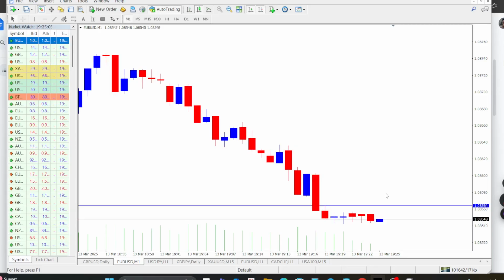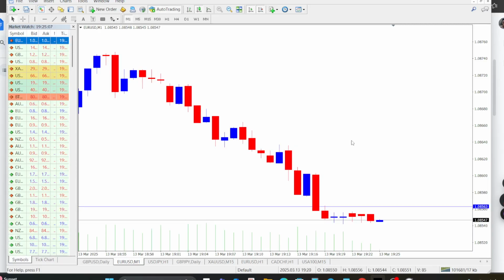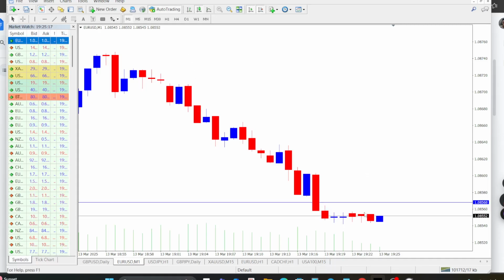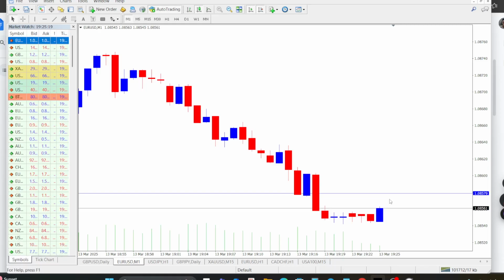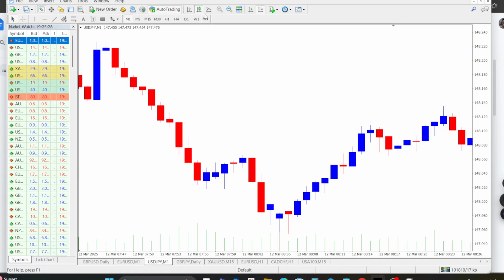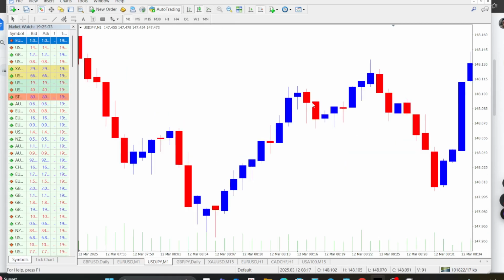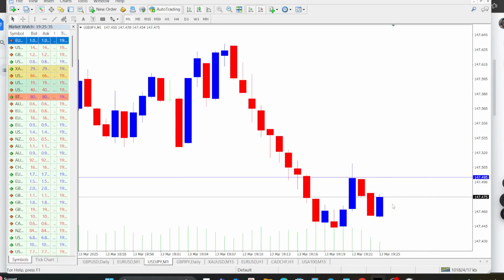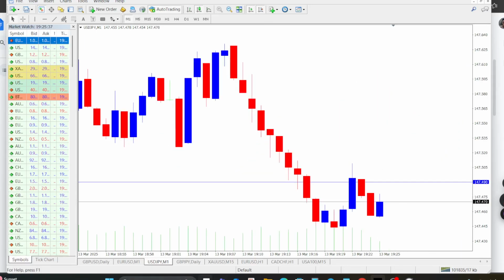Major forex pairs like Euro USD and USD JPY usually have the tightest spreads. Now let's look at this. This is the Euro USD chart. I have zoomed in already very closely, and you can see that this is the spread, right? The difference between the ask price and the bid price. Now this is USD JPY. Let me go to the 1 minute chart and let me zoom in. You can see the spread for USD JPY.